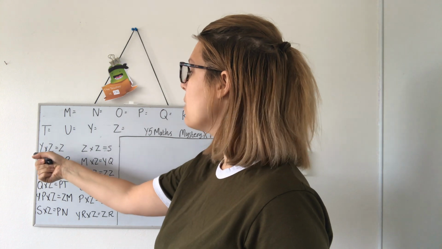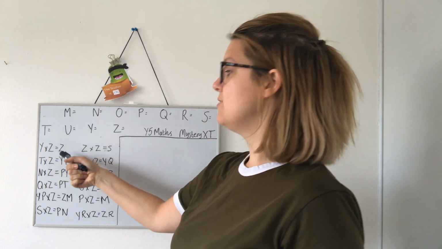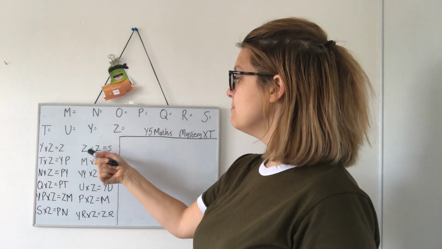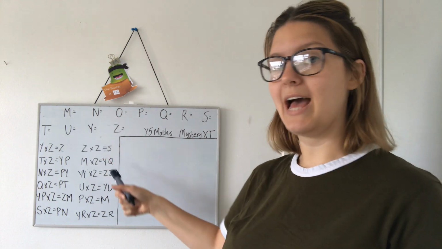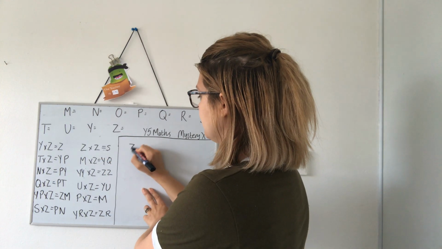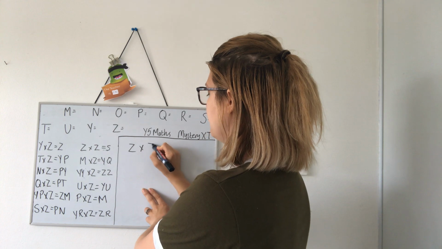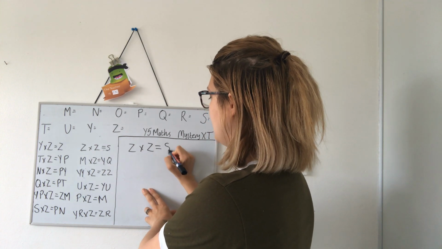So here I've got y multiplied by z equals z, and I've got z multiplied by z equals s. So if I start with that one, z multiplied by z equals s.